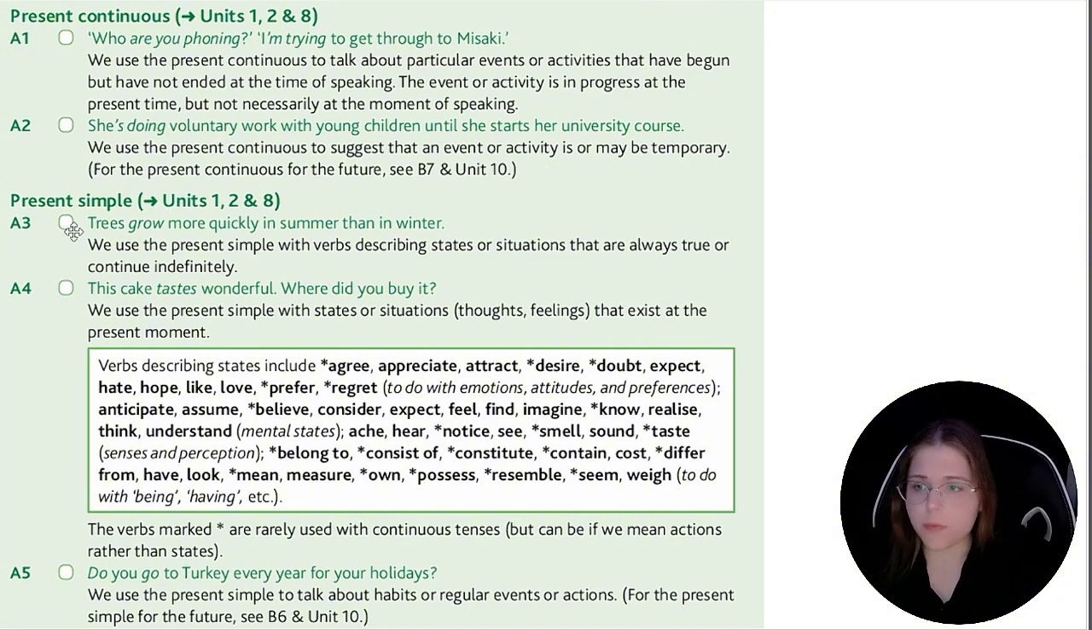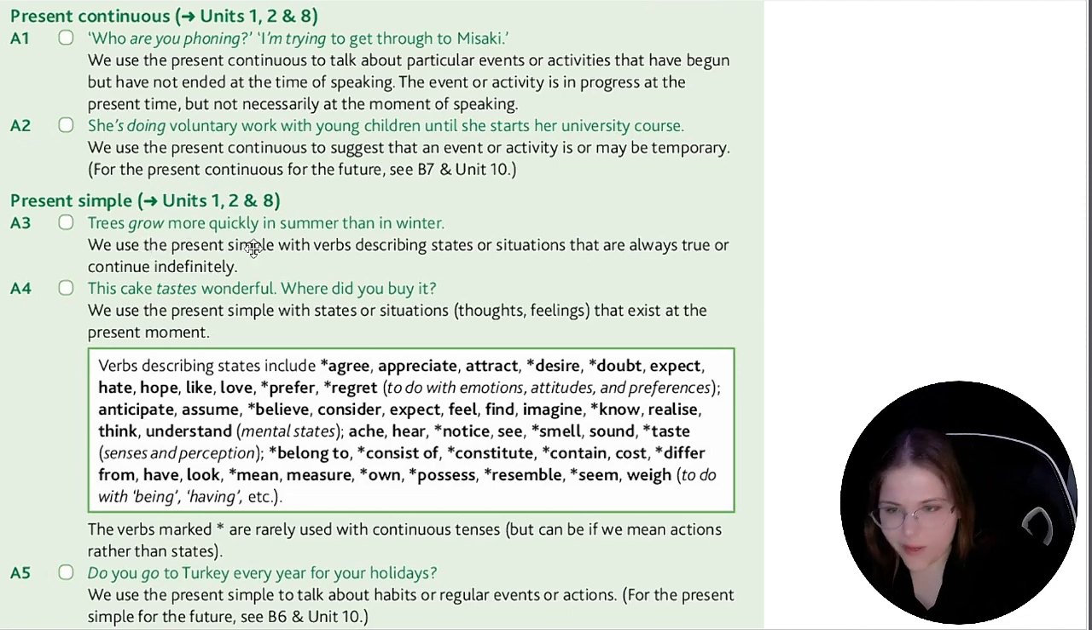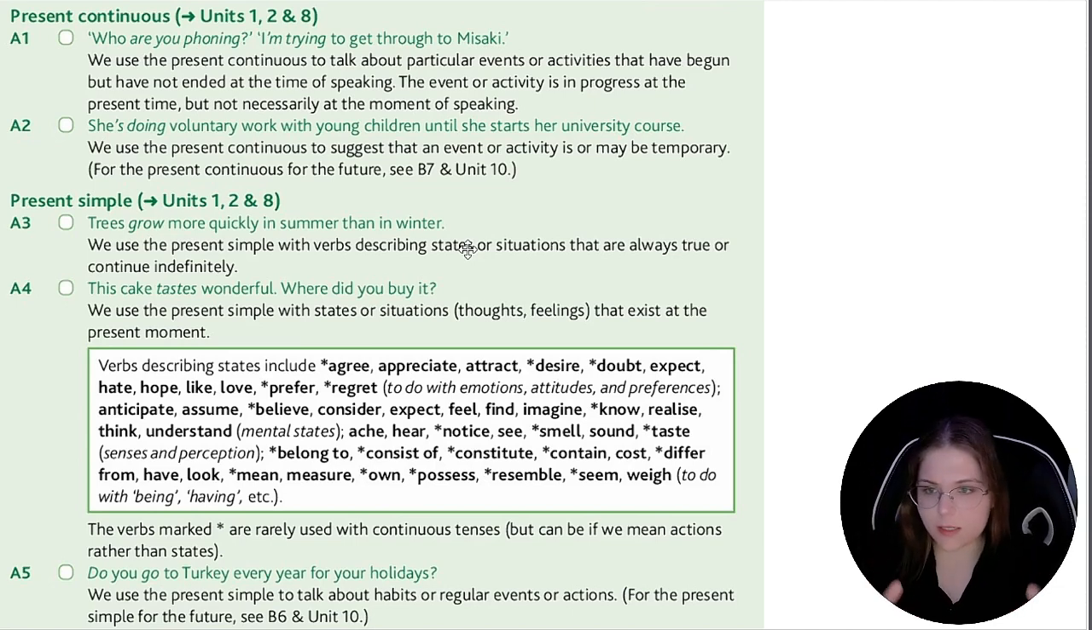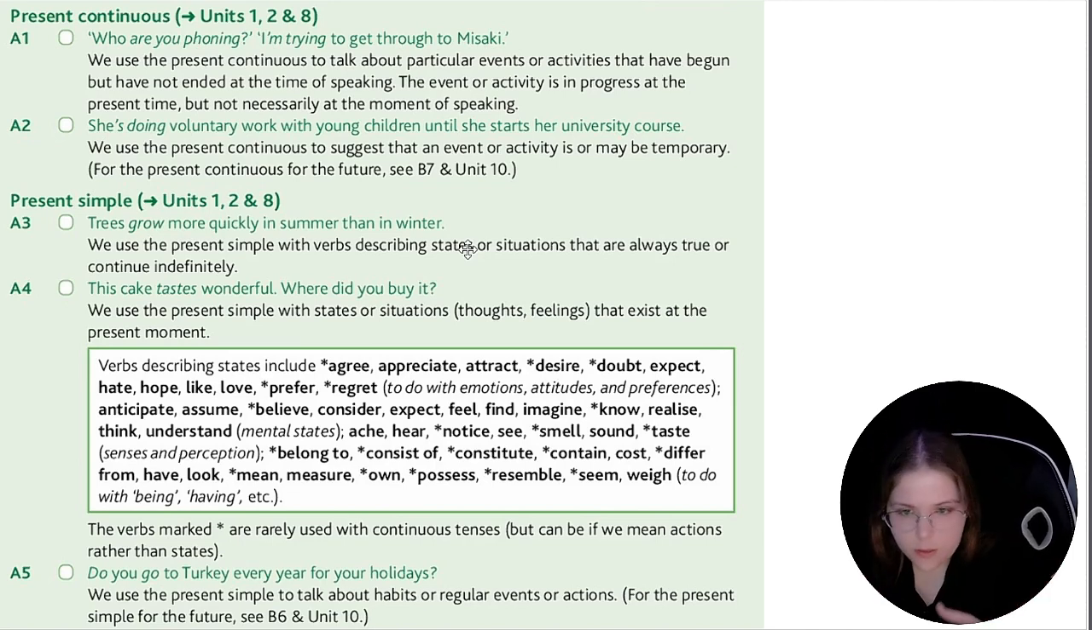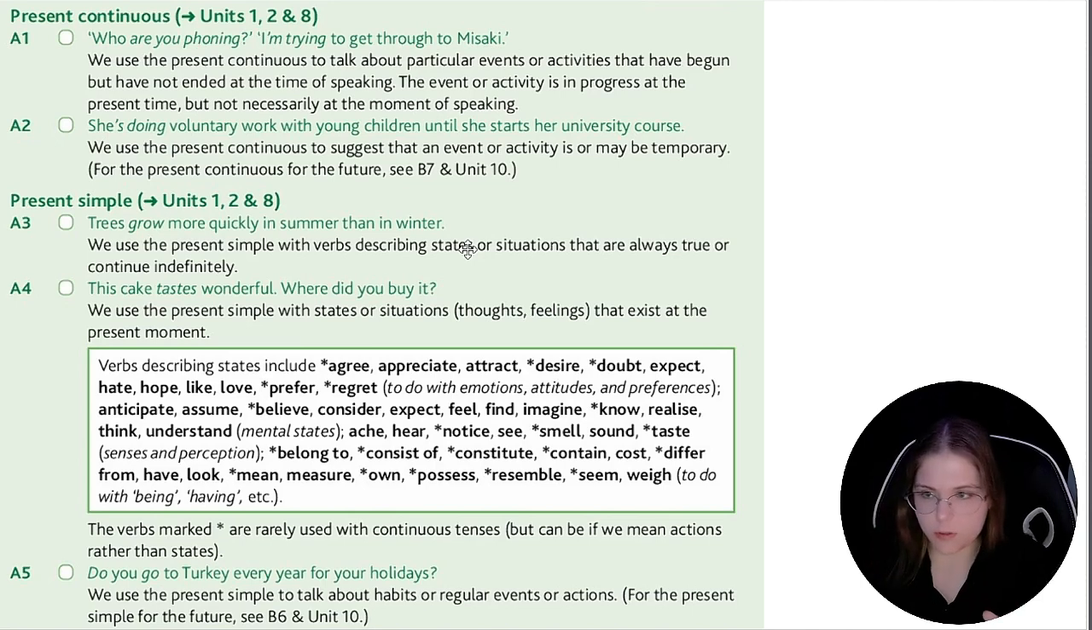Next, present simple. We use present simple with verbs describing states or situations that are always true and continue indefinitely. For example, trees grow more quickly in summer than in winter. This is like a fact. Moreover, we always use a present simple to talk about the facts in the present. For example, she works for an American company. This is a fact about her. So I use present simple.